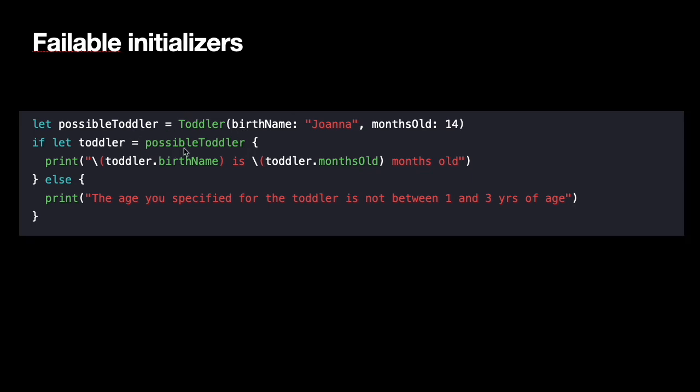Then we attempt to unwrap the optional Toddler into a non-optional Toddler. If we successfully unwrap the non-optional Toddler, meaning the possibleToddler is not nil, then we can use the toddler and print out its properties. Else, in this case, possibleToddler was nil, then we print out an appropriate error message.